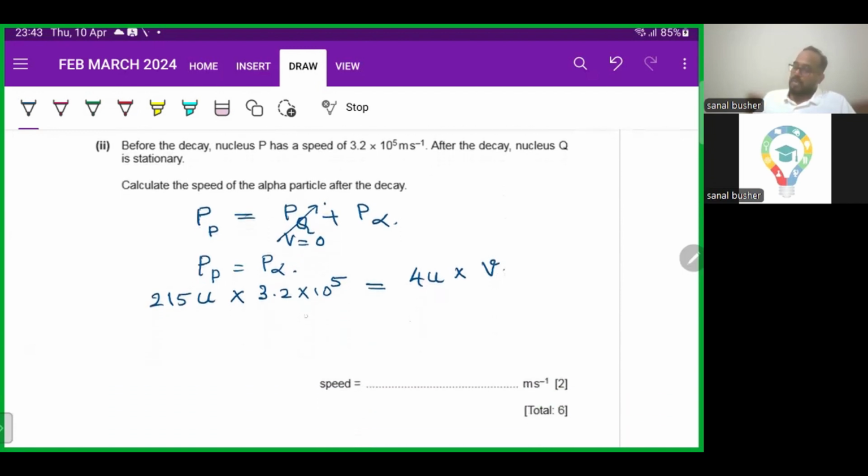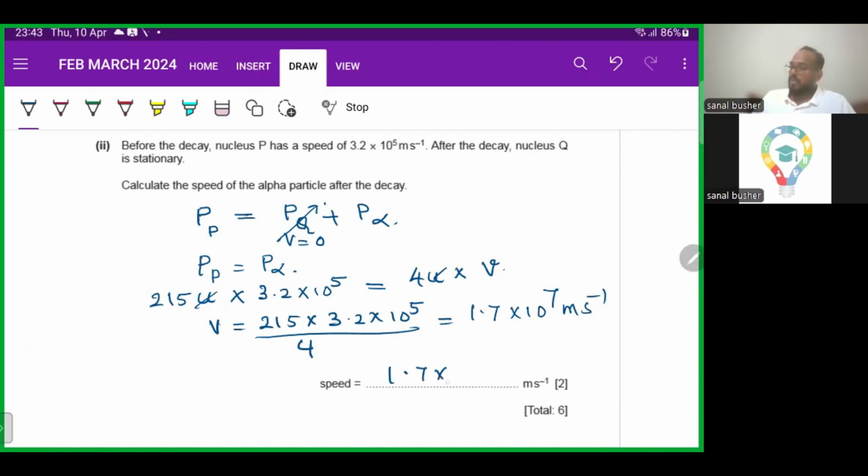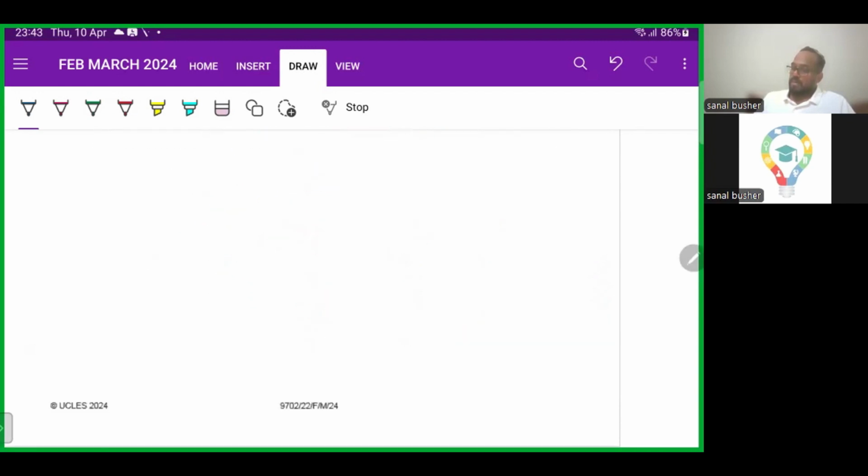Okay, so you can cancel u from here. So v will be equal to 215 multiplied by 3.2 into 10 to the power 5, and the 4 will come here as a divisor. When you put it in the calculator, you will get 1.7 into 10 to the power 7. The answer will be 1.7 into 10 to the power 7 meters per second.